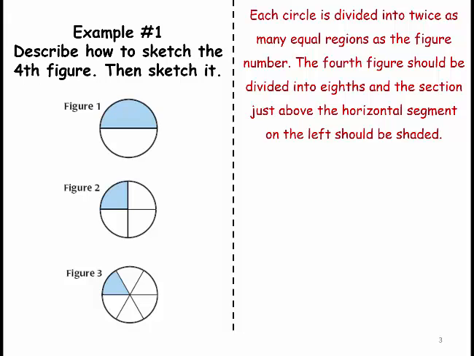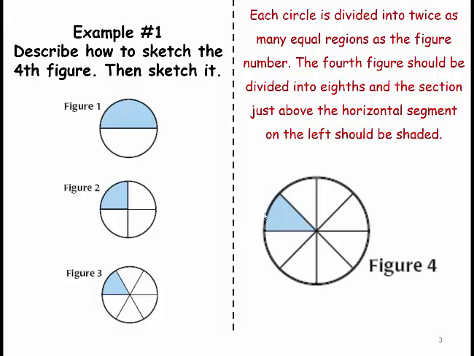The fourth figure should be divided into eighths, right? And the section just above the horizontal segment on the left should be shaded. So I went from 2 sections to 4 sections to 6 sections. So it should be 8 sections, and then the figure here, the bottom one on the left should be shaded. So it should look like this: 1, 2, 3, 4, 5, 6, 7, 8, because there's 8 of them.